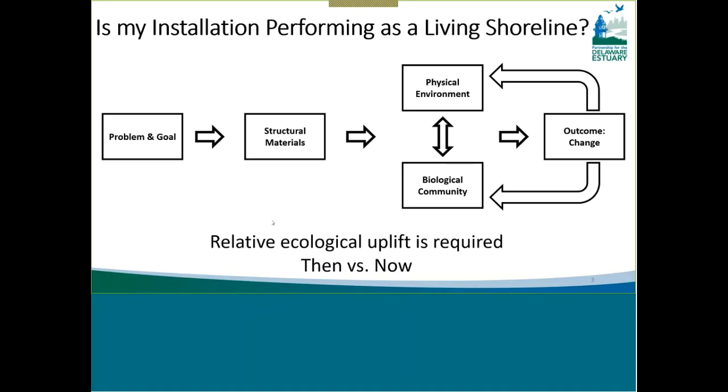So really what this simple model shows you is how we move through this process. We've got this problem, and because we have identified a problem, we have an associated goal in the first step. And then we're going to take some structural materials and put them down. Living shorelines are not natural. They are engineered processes that contain a lot of natural material.